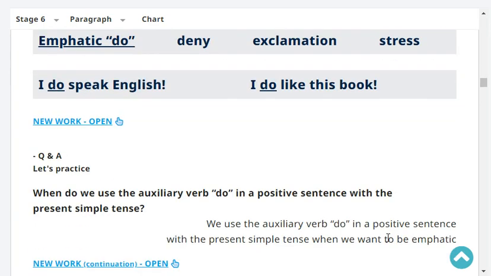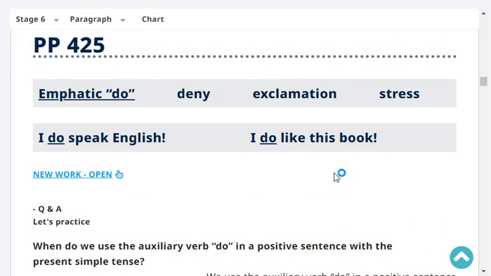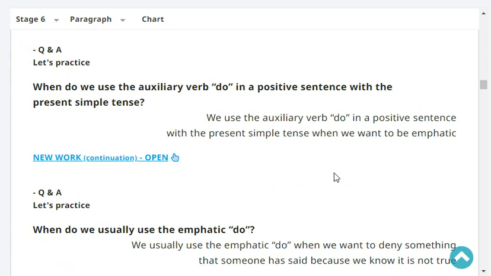When do we use the auxiliary verb do in a positive sentence with the present simple tense? We use the auxiliary verb do in a positive sentence with the present simple tense when we want to be emphatic. Very good.